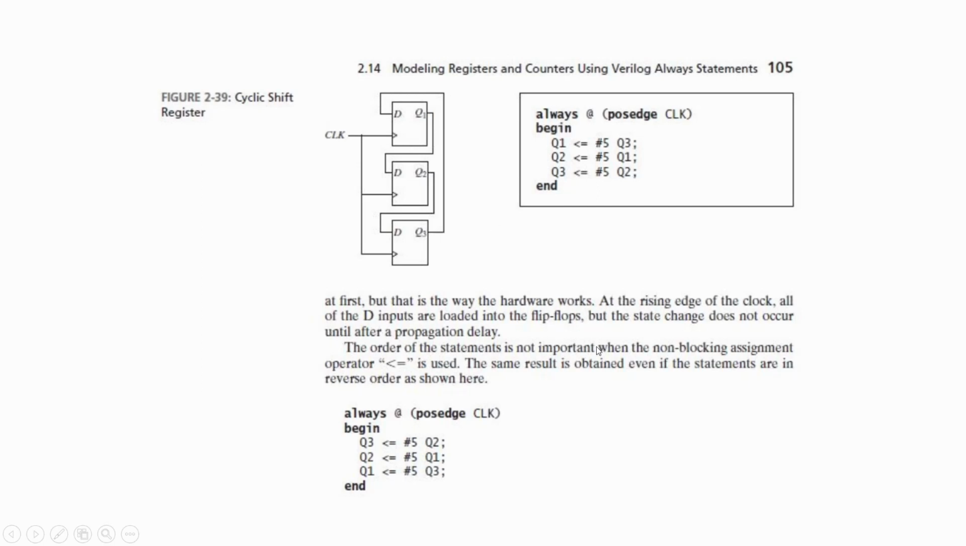Here in this case the order is not important. The program is just to show a non-blocking assignment operator. A less than or equal symbol is used as the non-blocking assignment operator. The same result is obtained even if the statements are in reverse order, as shown here. So it will be executed in any order. And you can see Q1 less than or equal to Q3.